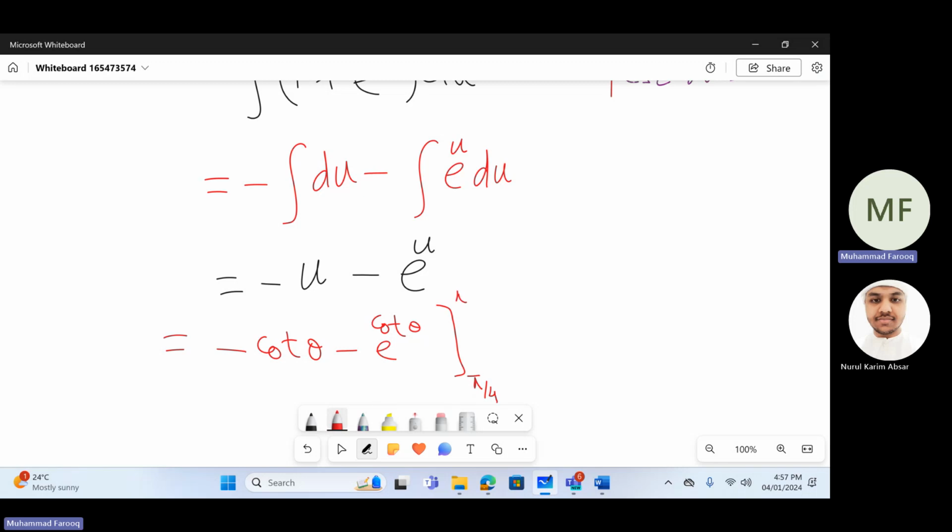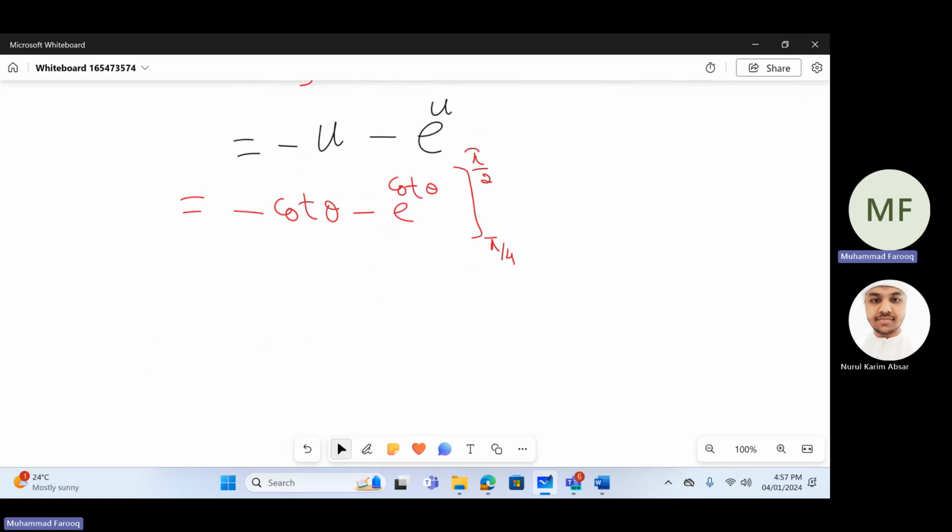Now please go ahead and substitute the upper and lower limits. So we have negative cotangent, upper limit is 5 over 2, then minus e power cotangent, upper limit 5 over 2. So I have substituted the upper limit in my answer.